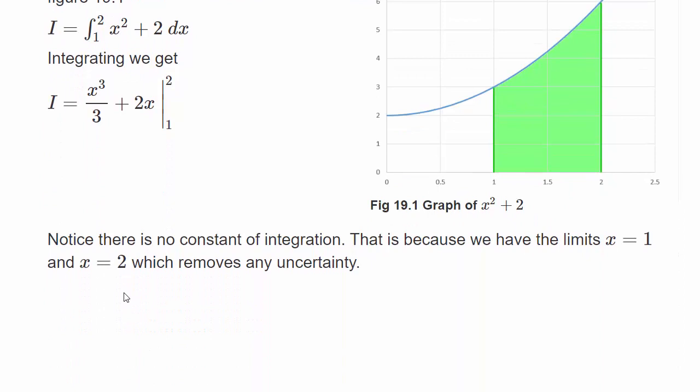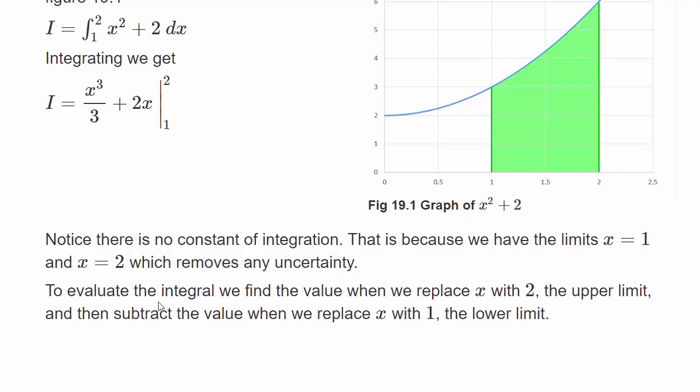Notice there's no constant of integration. That's because we have limits of x equals 1 and x equals 2, and that removes any uncertainty. So now what we're going to do is evaluate the integral with x equal to 2, and then we subtract from that the value of the integral with x equal to 1.